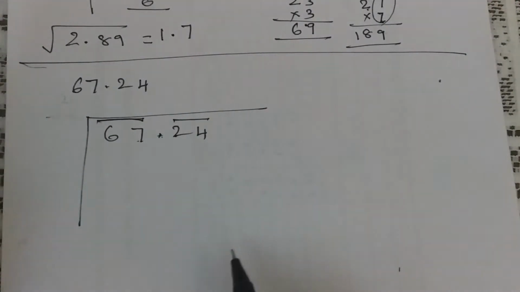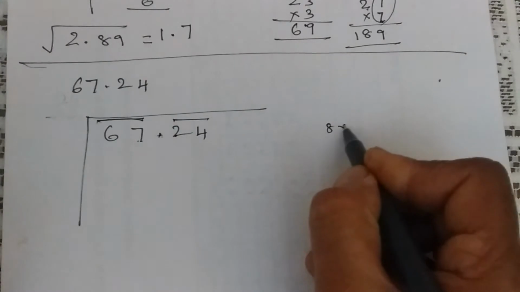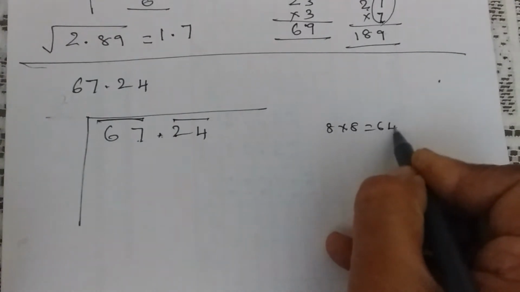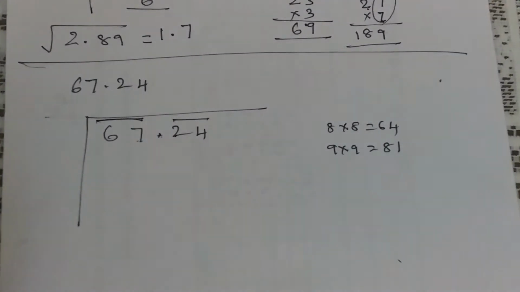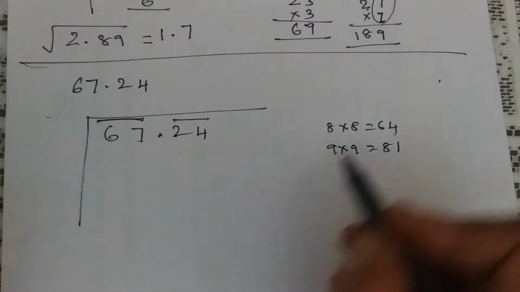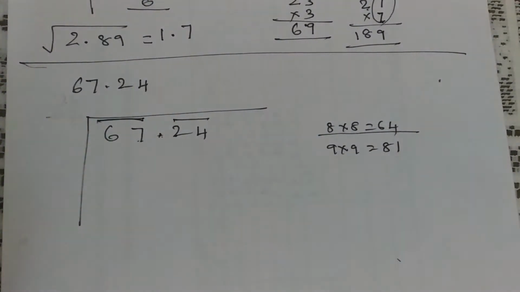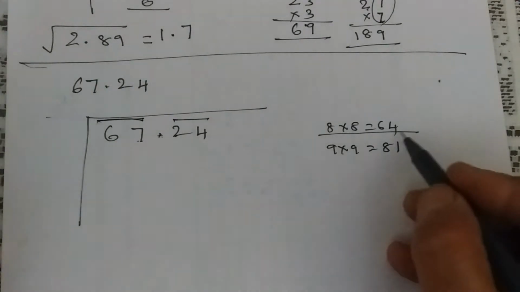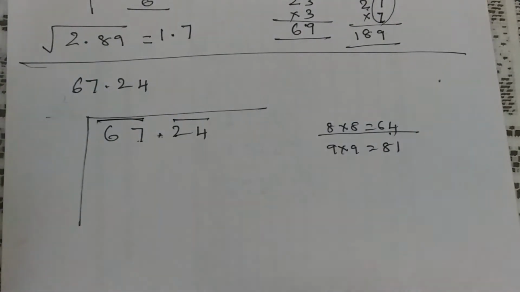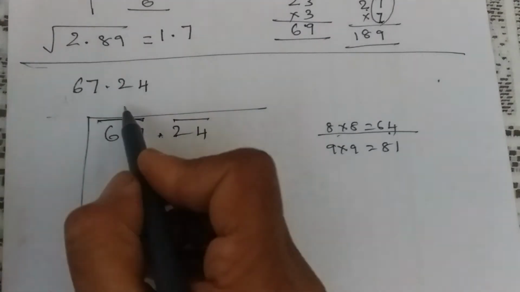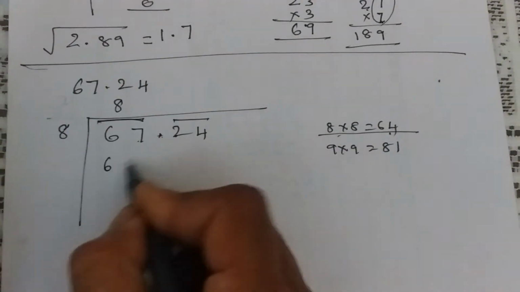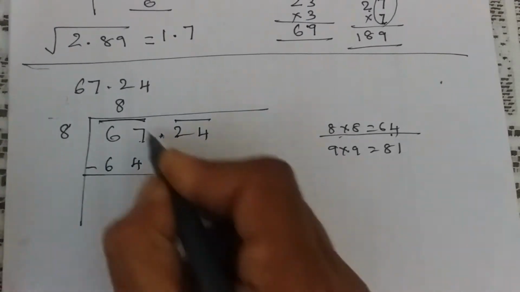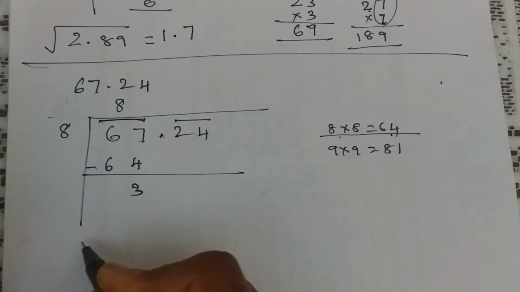So till 67 comes, square tables: 1 one is 1, 2 twos are 4, 3 threes are 9. We are getting 8 eights are 64 and 9 nines are 81. So which number will you write? We don't have exact 67, but you should go for the number which is less than 67, at the same time nearest to 67. So it is 8 and 8. Where will you write? Quotient 8 and the left hand side 8. 8 eights are 64. Now subtract: 7 minus 4 is 3, 6 minus 6 is 0.